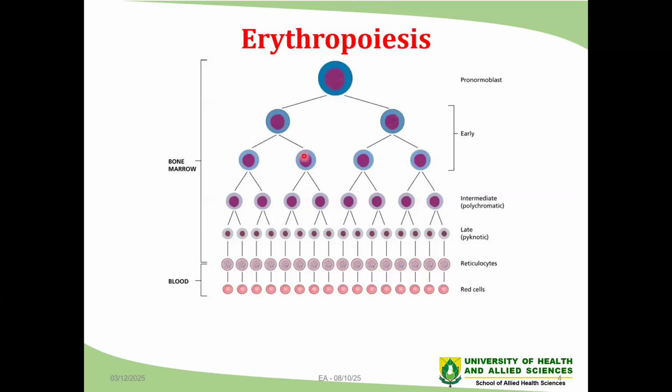Then these as well go on and keep on dividing. So you just keep on having the division into two, into two, into two, until you get to the last nucleated stage of the red cell, which we call the orthochromic normoblast. So it is at this stage that the red cell nucleus gets extruded, and then you form the reticulocyte.